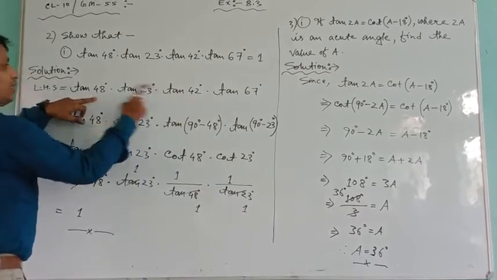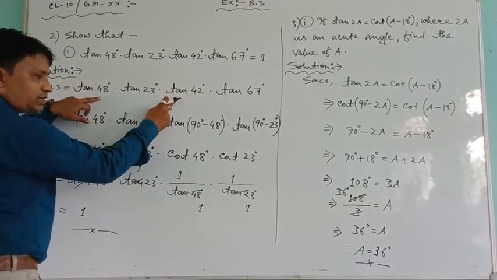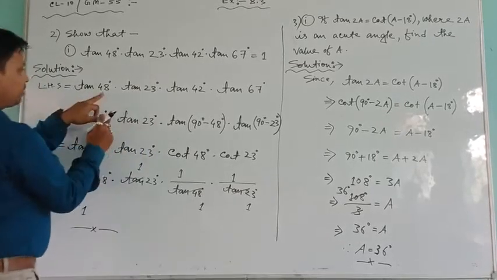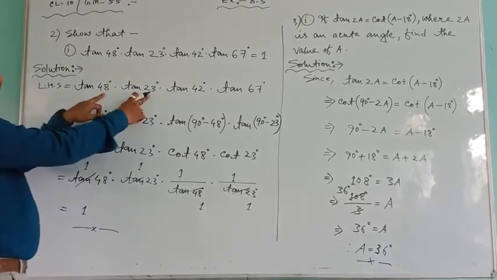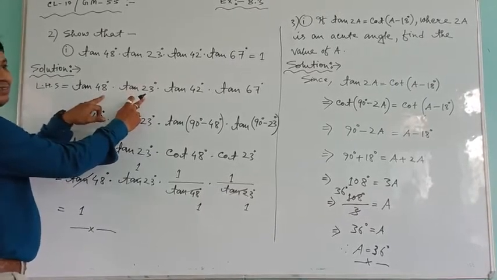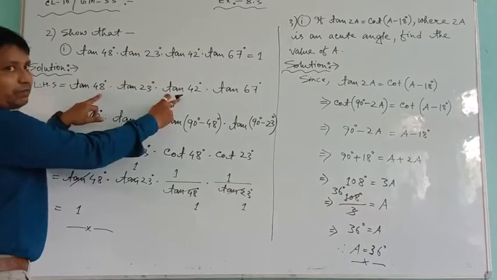So between these two, either you break this one by quadrant rules or you break that one. But here you see 48 plus 23 is not 90. So between these two you cannot apply quadrant rules. You have to apply between the other pairs. Okay? Any one you have to break.